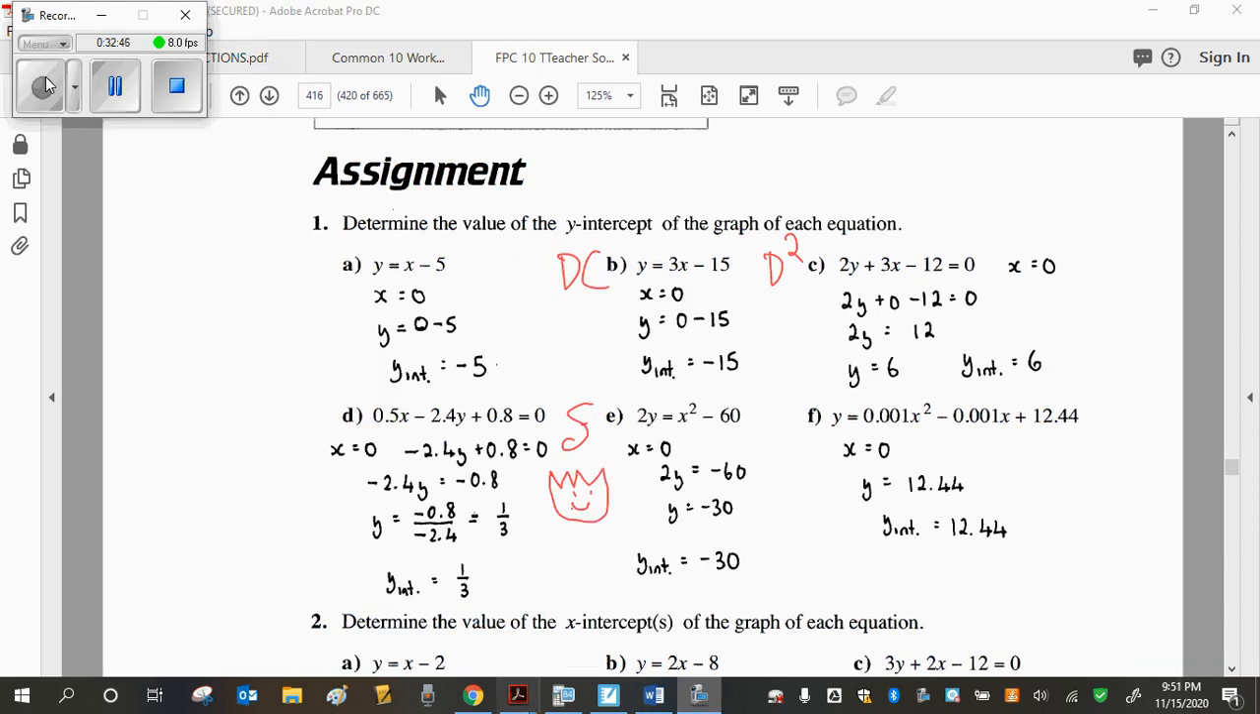Okay, let's see how you did with the Y-intercepts. DC Comics, 3 times 0 equals 0. Don't forget your negative 15, and I don't love what they did here at all. I need you to write me an ordered pair, please. So 0, negative 15. Good job, Joker.